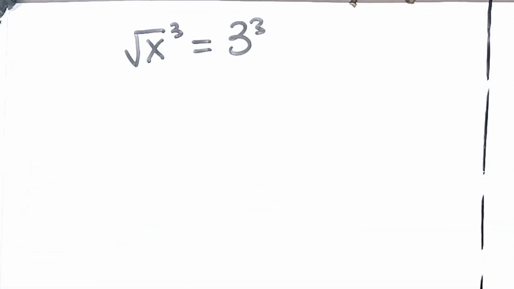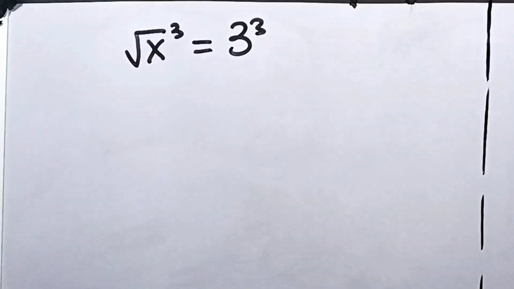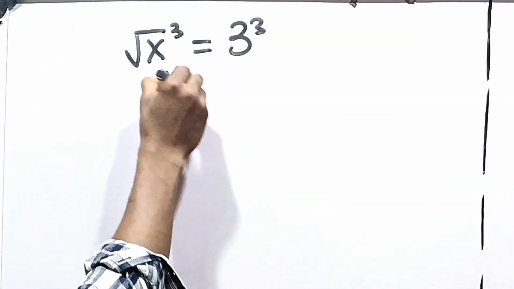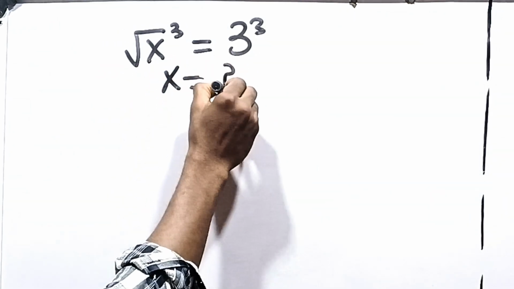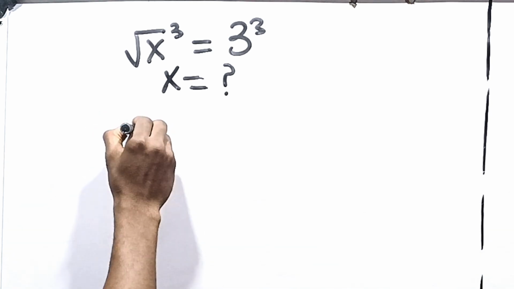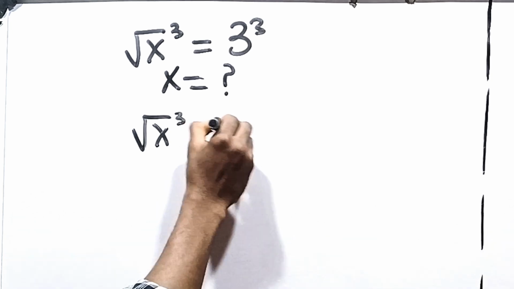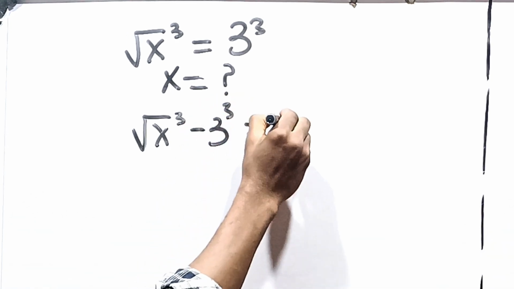Let's solve this question together. It says square root of x cubed is equal to 3 cubed. We're required to find the value of x. Now, first things first, we can say this can be rewritten as root of x cubed minus 3 cubed is equal to 0.